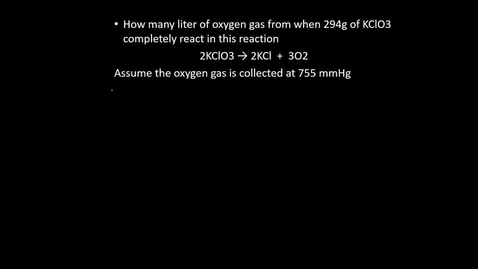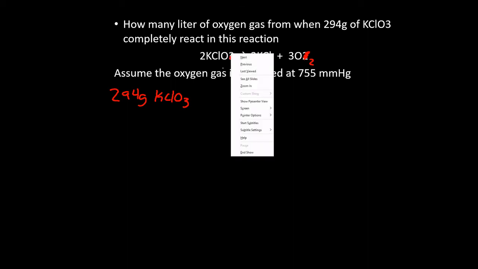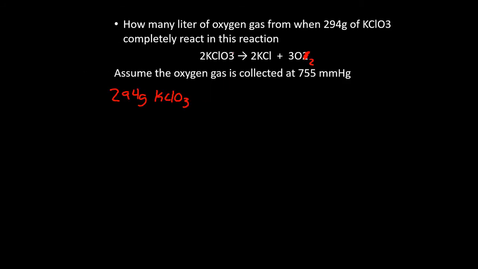Alright, so we're told 294 grams of potassium chlorate are reacting in this reaction, and we're asked to figure out how many liters of O2, and that should be a subscript, by the way, are going to form. Same thing here. Sorry about all the typos there, but that should be a subscript of 3. So if you're interested in trying to work this one out on your own, go ahead and pause the video here. Think about it for a minute, see if you can work out what we're going to do, and then come back and we'll solve it together.